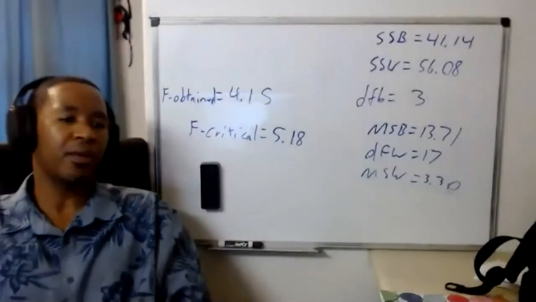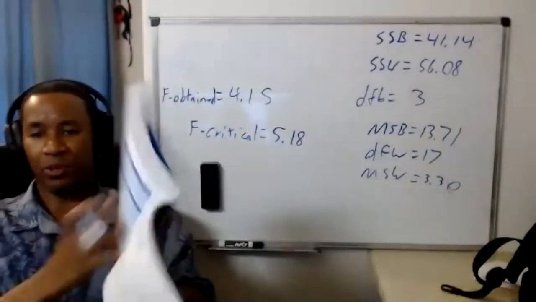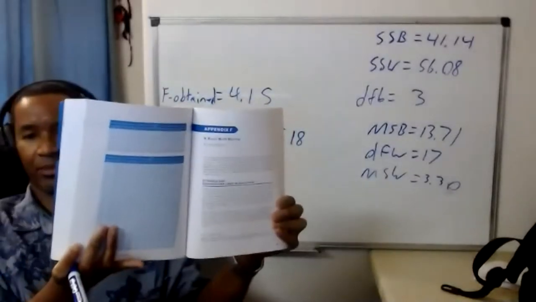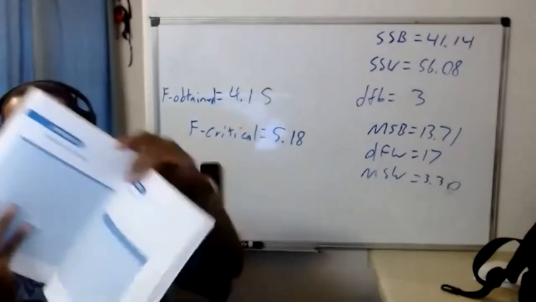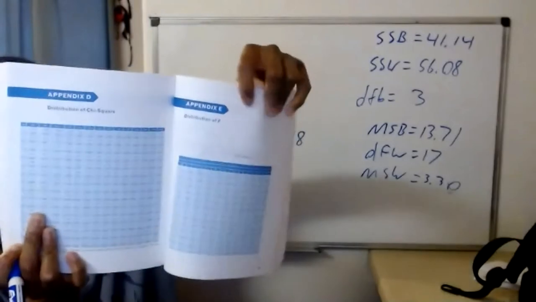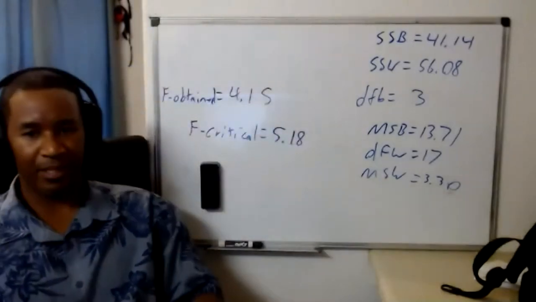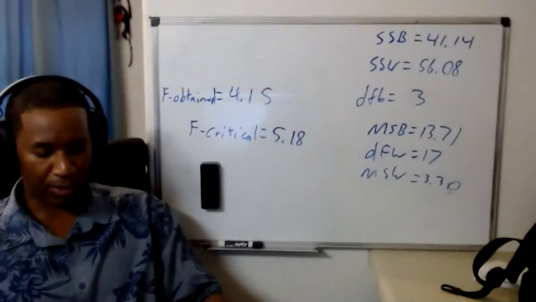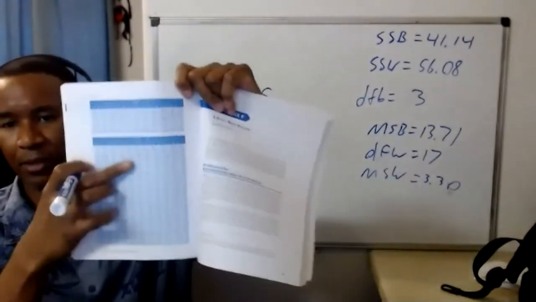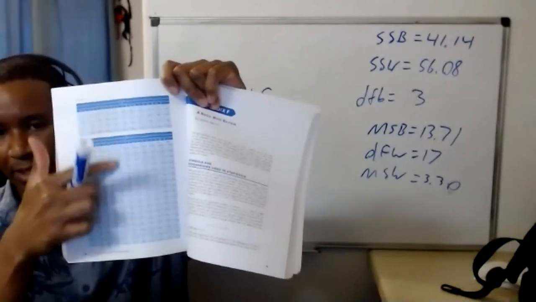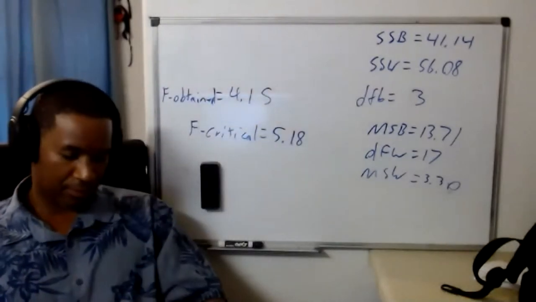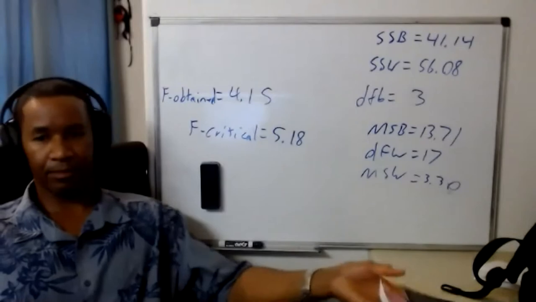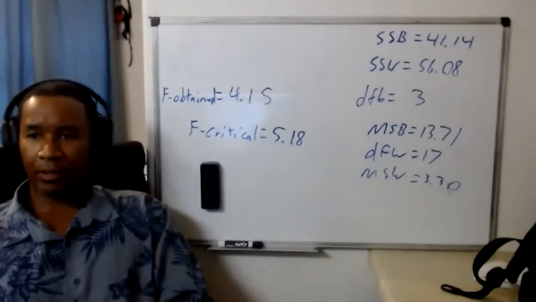I have a question. I don't know where 5.18 came from. Okay, you would have had to have the book open. If you go to Appendix E, you're going to see the distribution of the F. Then you'll find the exact same scores for the 0.01 alpha level. That one was the 0.05, and this one is the 0.01 alpha level. So you look at the 3 and then the 17, and you get the 5.18. Okay, found it. Thank you. Any other questions?